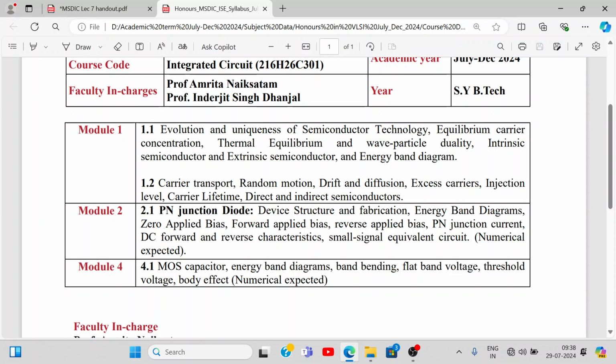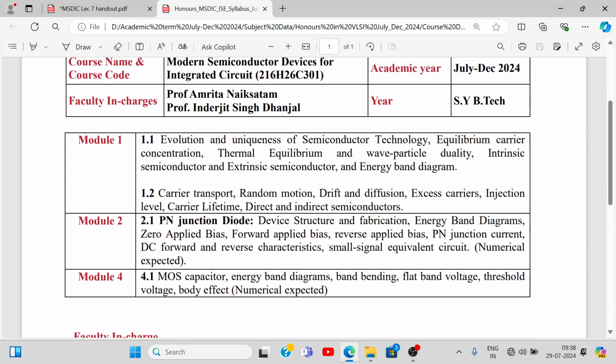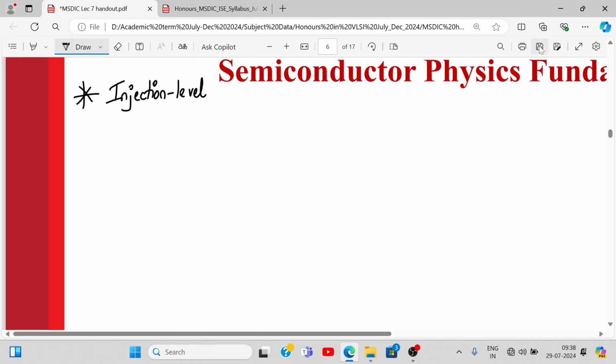This will complete in 5 to 7 lectures. So maybe by next month we will be completing module number 2, which will be much ahead. And ma'am will start with module number 4. And we have a small section of it only for your exams. Alright, so you'll be easily able to complete the ISC syllabus on time. Don't worry about it. Okay, so write down injection level concept.